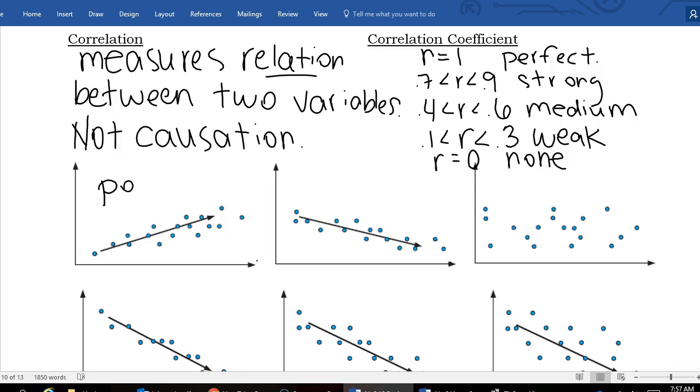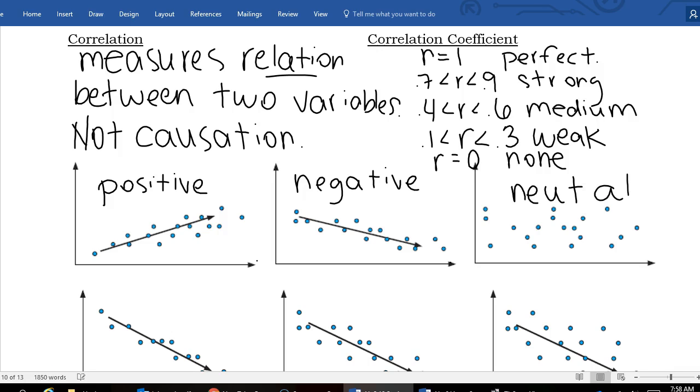This is a positive correlation, meaning as one variable increases, the other also increases. So think of it like height and weight. The taller you are, the heavier you are. This is a negative correlation, and that would be as one increases, the other decreases. Easy one is usually your golf score. The more you practice, the lower your score is, because a low golf score is a good golf score. So the more of something, the less of something, that's a negative correlation. And this one would be neutral or none, because there really isn't a discernible positive or negative pattern there.